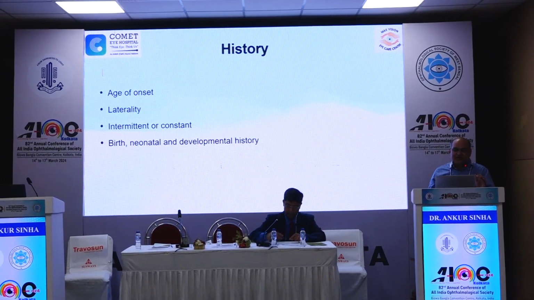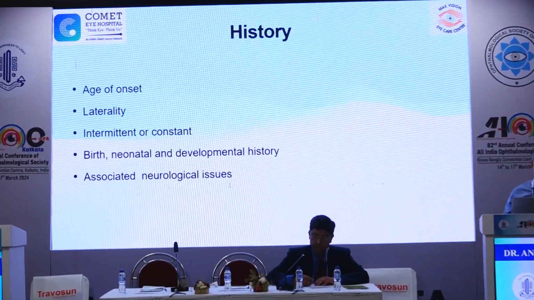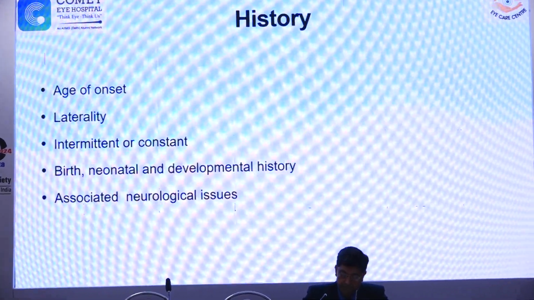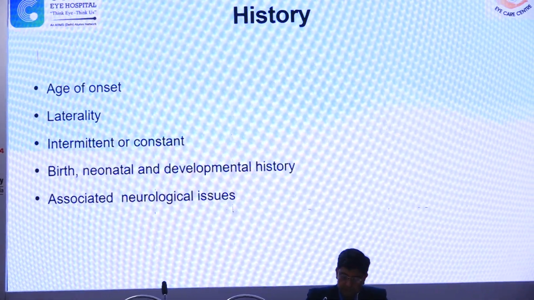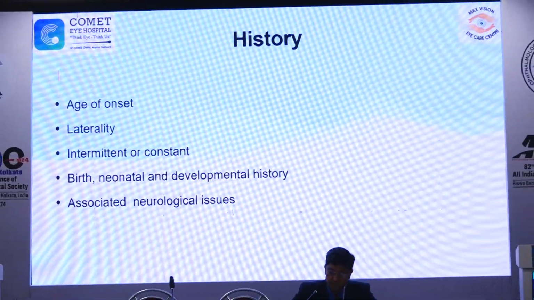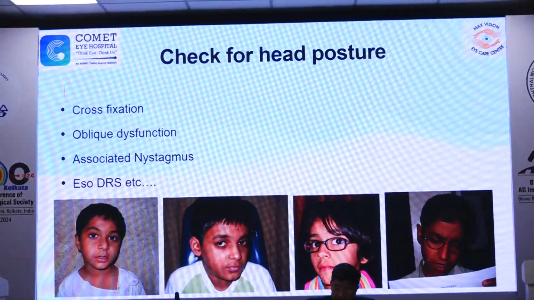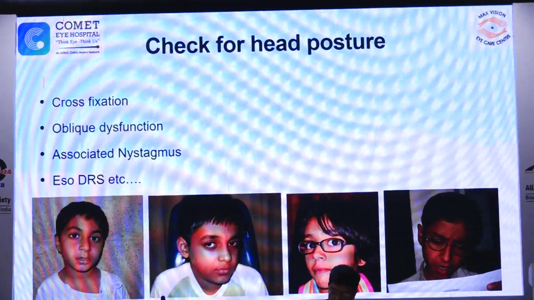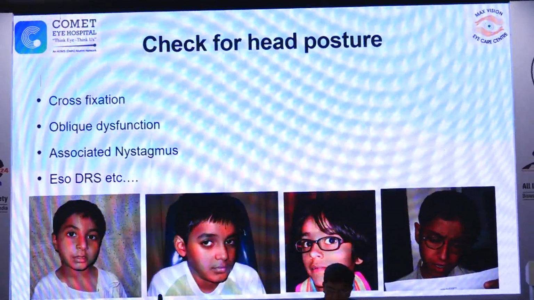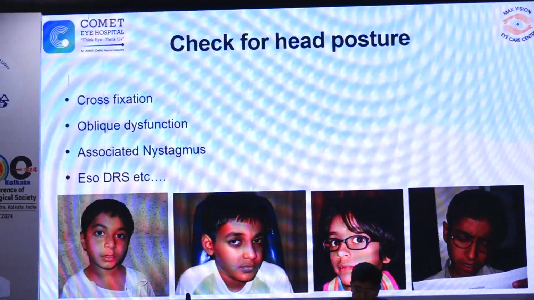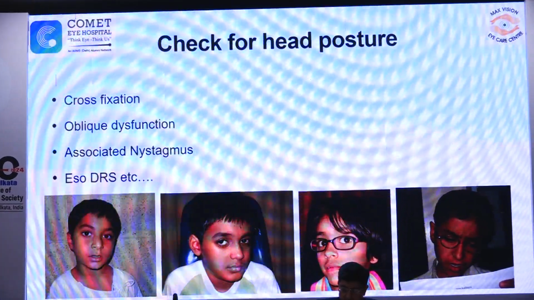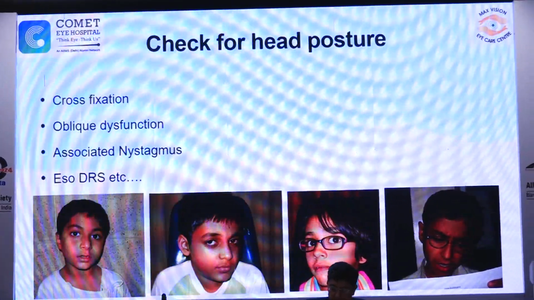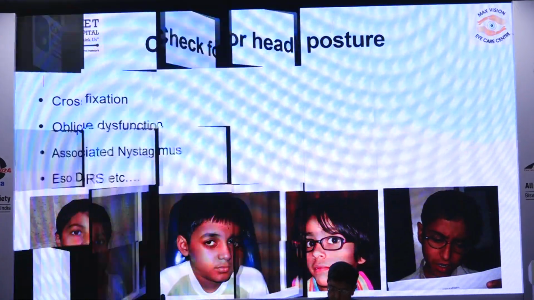The birth, neonatal, and developmental history and the associated neurological issues matter, because we can have an association with developmental delay, which can make managing the strabismus difficult. Check for the head posture, because cross fixation, oblique dysfunction, and associated nystagmus can have these head postures along with the esotropias. Also look out for things like ESO-DRS, which are not typical esotropias, and they may need different management than routine esotropias.